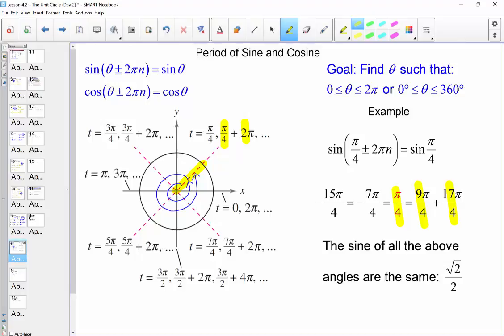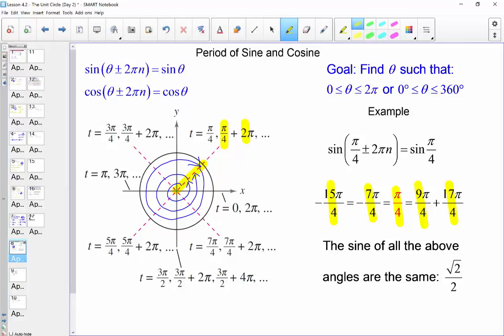Conversely, we could go clockwise around the circle in a negative direction, starting from pi over 4, and end up at the same place. Now we would be at pi over 4 minus 8 pi over 4, which is negative 7 pi over 4. If we went around the circle again, we would end up at negative 15 pi over 4.